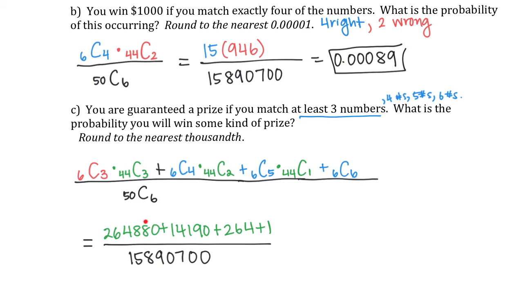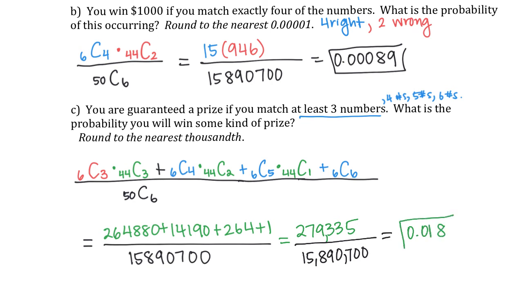You'll notice that this number is exactly what we got up here. This number is exactly what we had for our numerator here, so we could have used our previous answers to help us a little bit. Then we'll go ahead and round this to the nearest thousandth. So the probability I'll match at least 3 numbers and earn some kind of prize is 0.018, which is actually close to 2%, which is not good, but it's better than some of the other options.